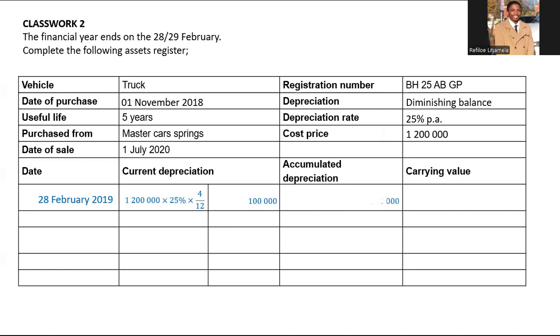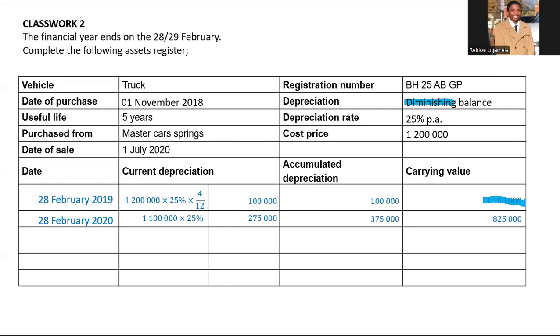When we calculate depreciation here, our annual depreciation will be 100,000, same as accumulated depreciation. Carrying value will be 1,100,000, sorry. Please note that here we're still depreciating using the diminishing balance method. So I'm going to take last year's carrying value in 2020 to calculate my depreciation. That will give us 275,000 added to 100,000, which gives 375,000. Carrying value will be 1.2 million minus 375,000, which is 825,000.